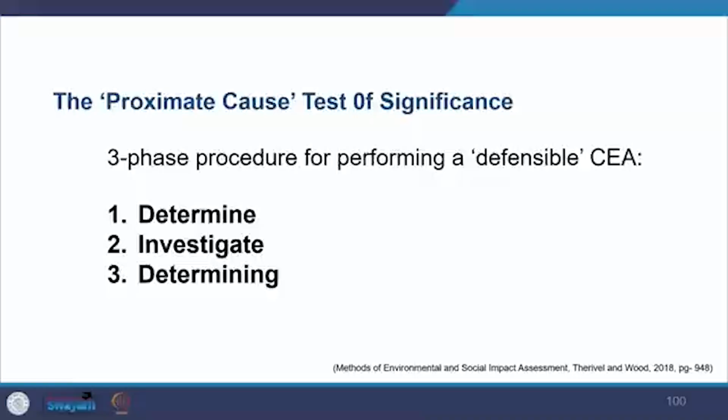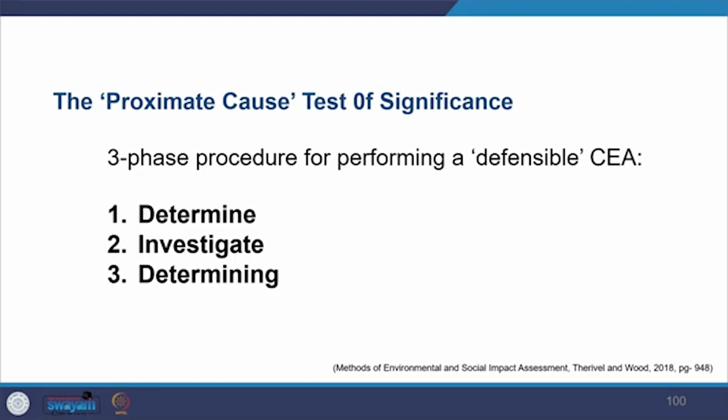So looking at the prediction and evaluation, how do we really evaluate whether the impact is significant or not? There is one, the proximate cause test of significance. So you can put this test across. What does this test mean? Proximate cause test.